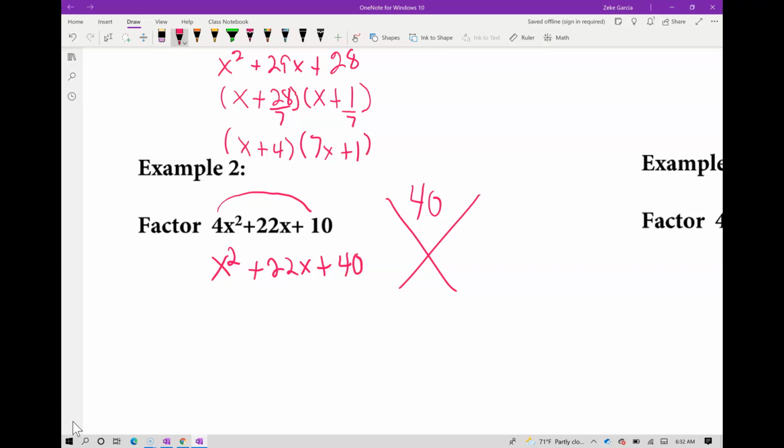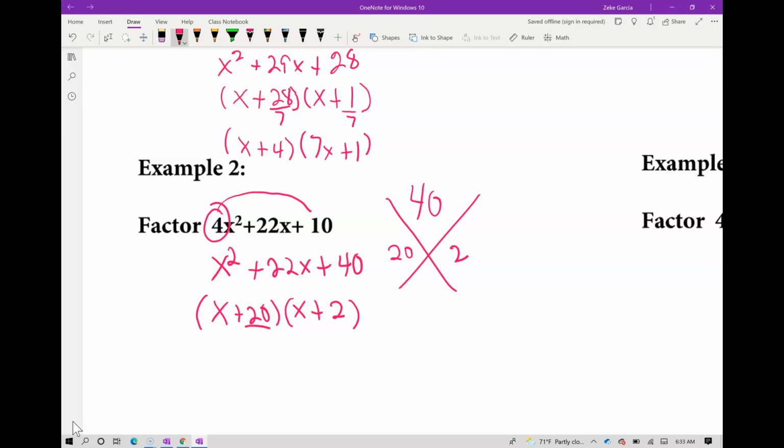So what two numbers do we multiply to get 40, but also give us the middle coefficient? Of course, you know it's going to be 20 and 2. So let's go ahead and rewrite the factors. Now I did put the 4 to the side, so that 4 is going to come into play at the end. So we have x plus 20, and x plus 2.